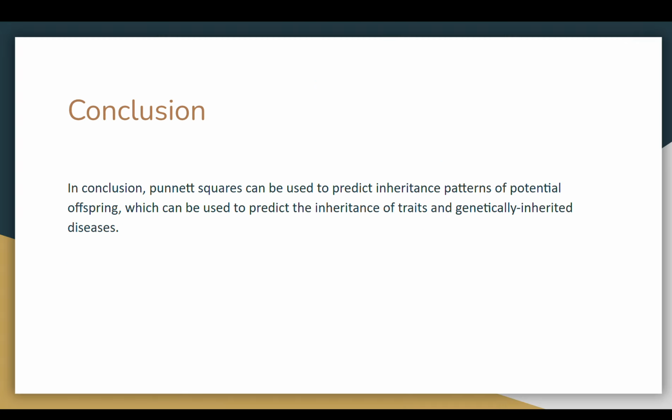And then, in conclusion, Punnett squares can be used to predict inheritance patterns of potential offspring, which can be used to predict the inheritance of traits and genetically inherited diseases.